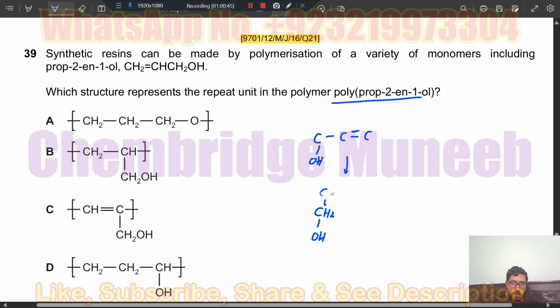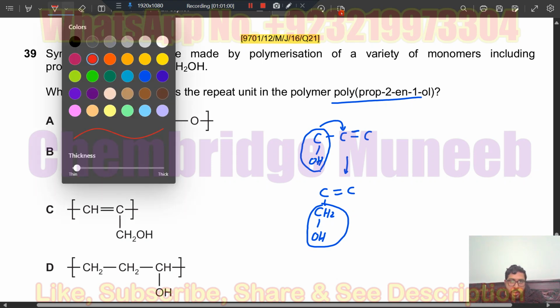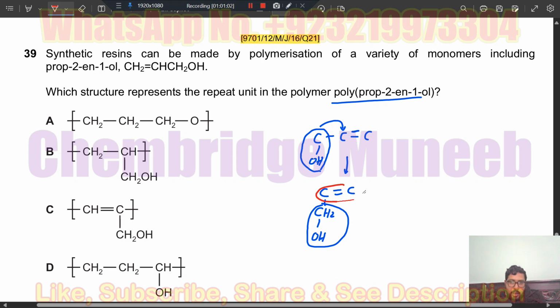Now this should be connected, bonded with this carbon-carbon double bond. So the whole of this CH2OH is bonded on this carbon. This whole part is present on this carbon, so it should become a side chain. Only these carbons, double bonded with carbon, should be there to make the polymerization. So we check from here.